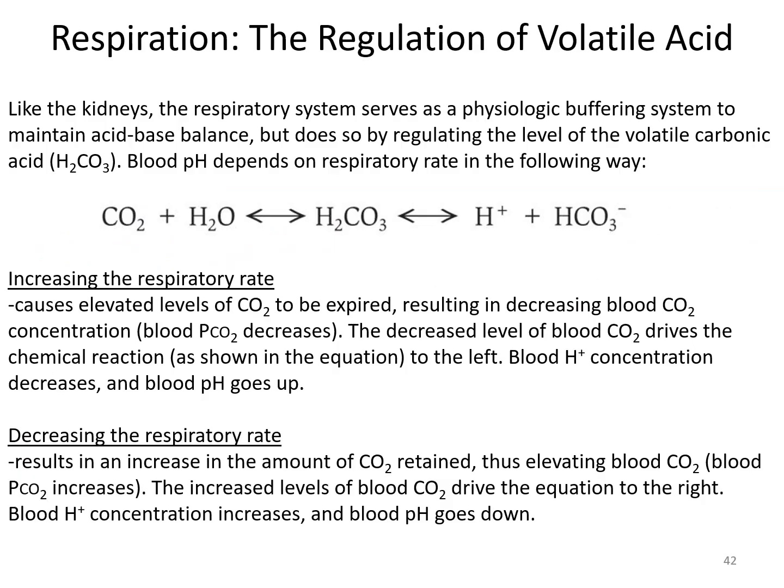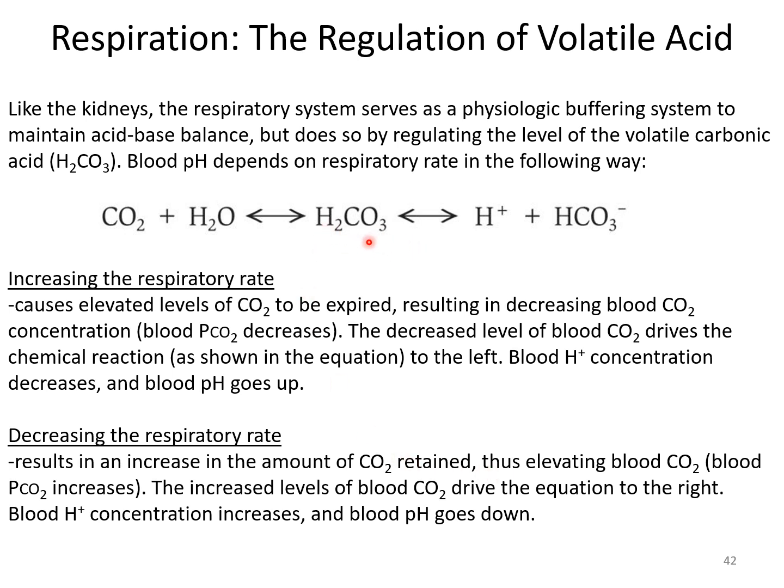Okay, so all of that was fixed acids, mostly those metabolic acids. But I talked about how we have these volatile acids, and volatile acids have to do with the rate of respiration. So like the kidneys, the respiratory system is going to serve as a physiological buffering system to maintain that acid-base balance. But in this case, it does so specifically by regulating those volatile acids, or the carbonic acid. So H2CO3 is the carbonic acid.